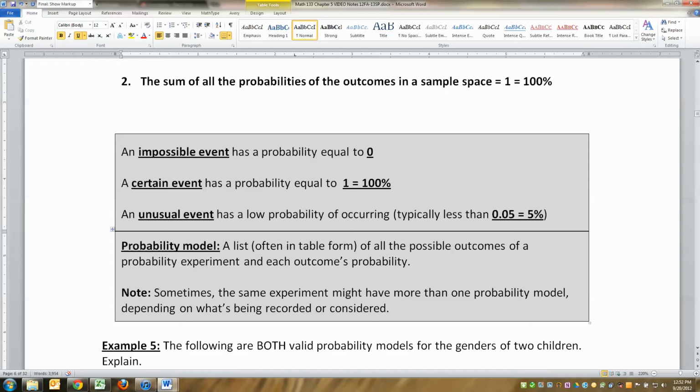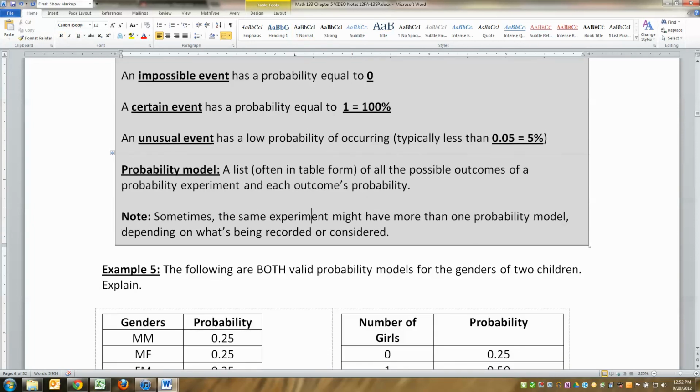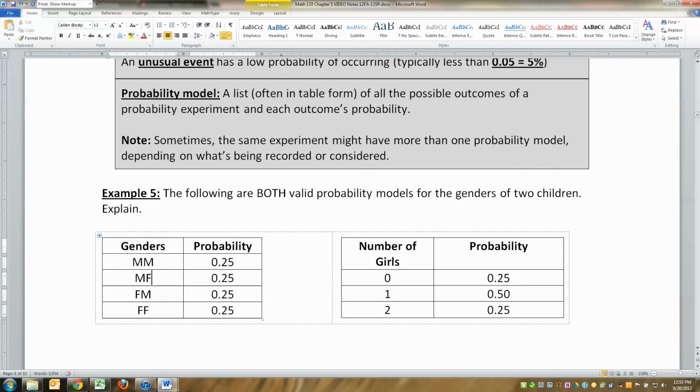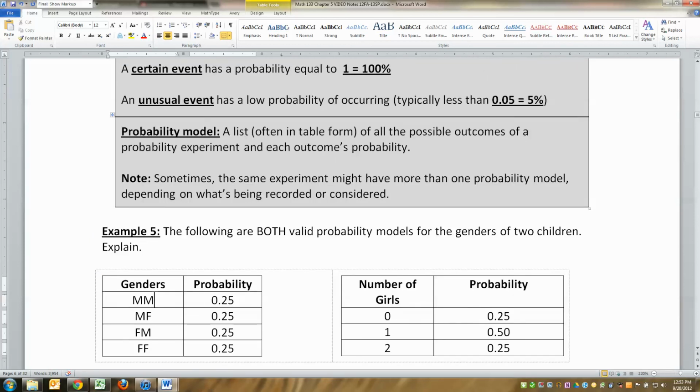All right. Now, a probability model we're going to work with a lot. It's a list, usually in table form, but it doesn't have to be. But for our purposes, it often will be. So it's a list of all the possible outcomes of a probability experiment and each outcome's probability. Now, there are other ones that are continuous. I'm talking about really discrete things here. Remember discrete and continuous from chapter 1, right? Discrete means there are single value outcomes. We'll talk about continuous curves like the normal curve later on in chapter 7.